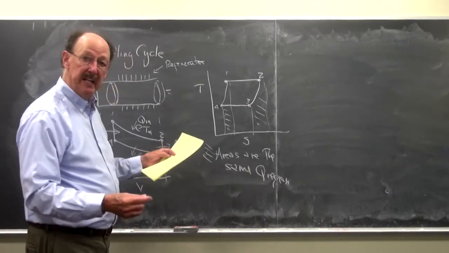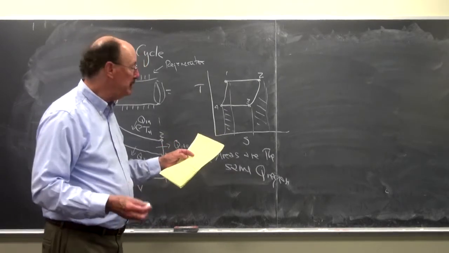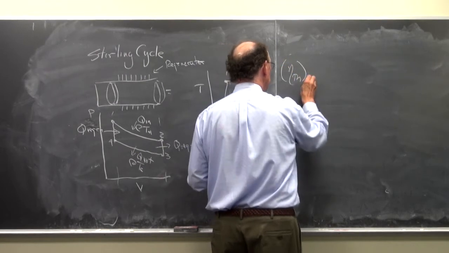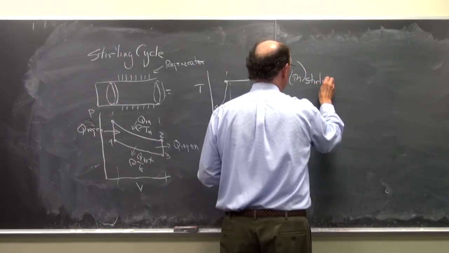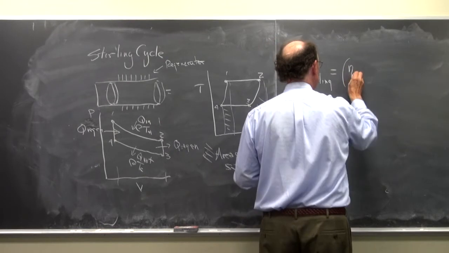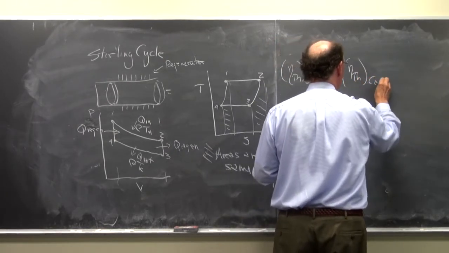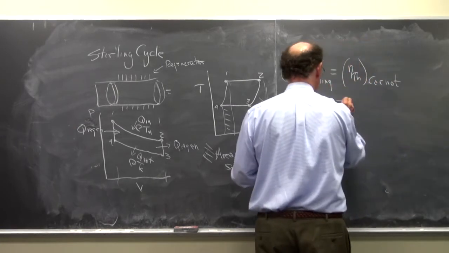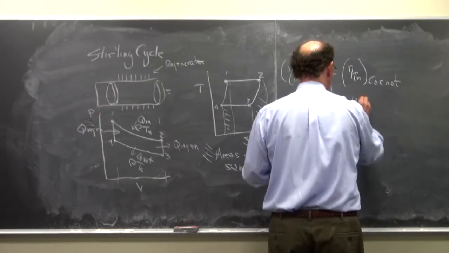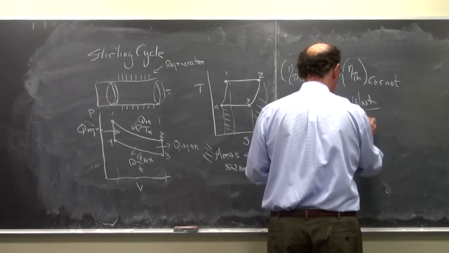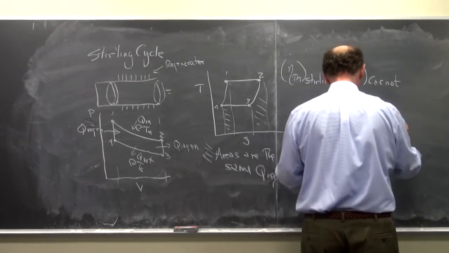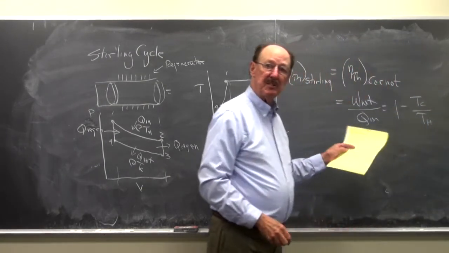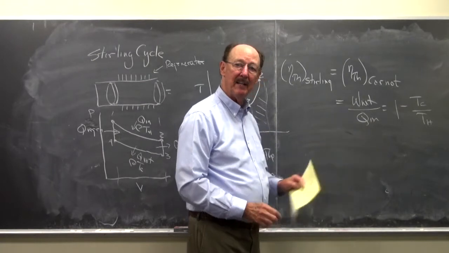And so the advantage of this is that it has the thermal efficiency of a Carnot engine. So the thermal efficiency of the Stirling equals the thermal efficiency of the Carnot. So you have it equal to W net over Q in is equal to 1 minus Tc over Th. So this is just like in chapter 7 with the Carnot engine, we have that.